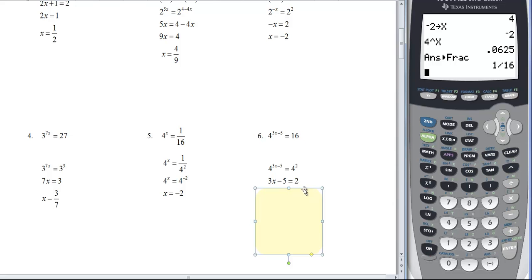I'm going to add 5, divide by 3, and your x would be equal to 7/3. So I'm going to leave this for you to check.